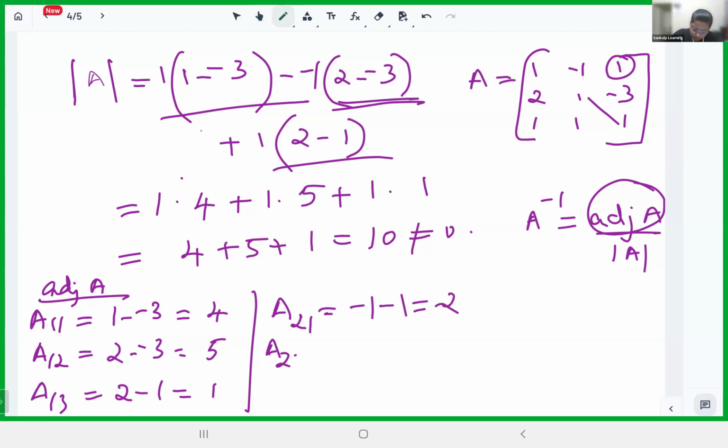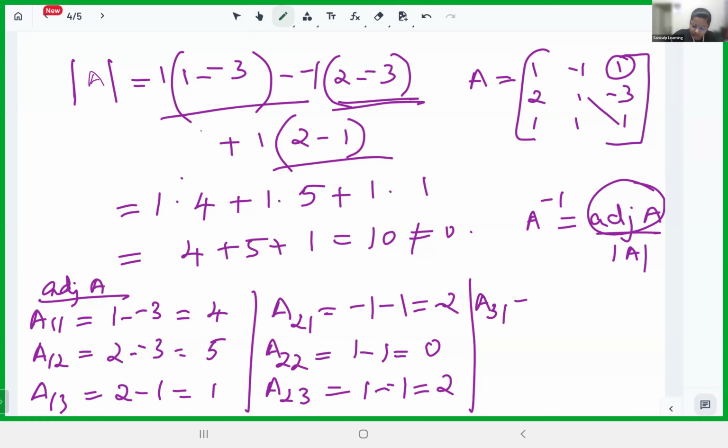Now what about A22? A22 means you have to delete the second row and second column. So what is remaining? 1, 1, 1, 1. So 1 into 1 is 1, minus 1 into 1, so that is 1 minus 1, which is 0. Now what is A23? The second row and third column. So 1 into 1 is 1, minus 1 is minus 1, so 1 plus 1 is equal to 2.